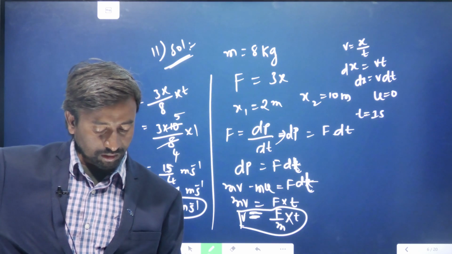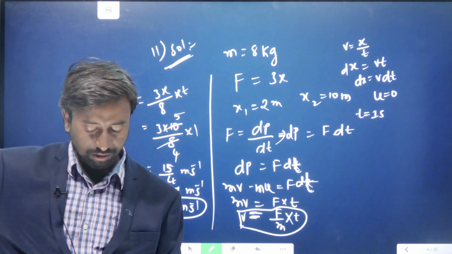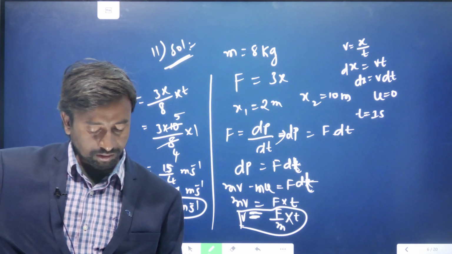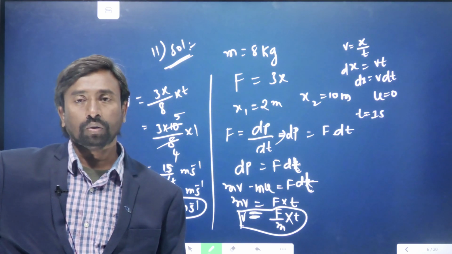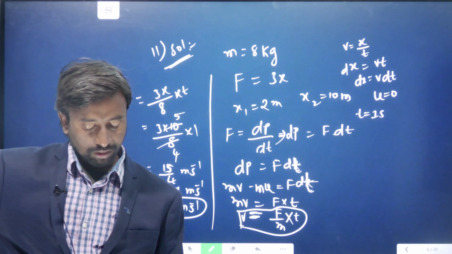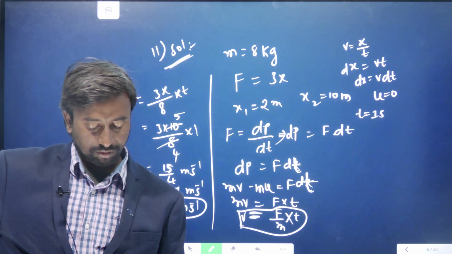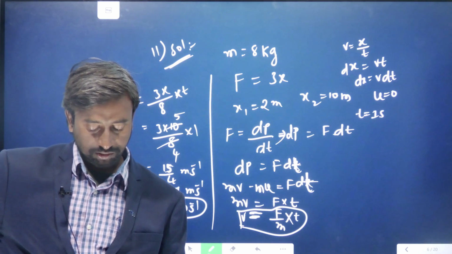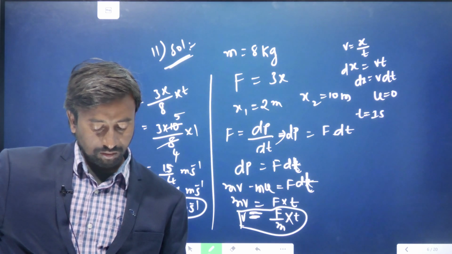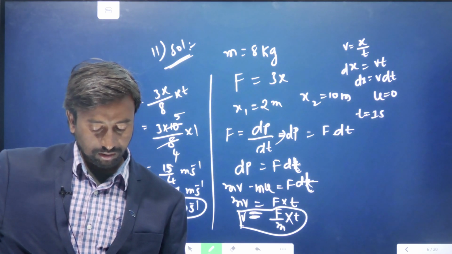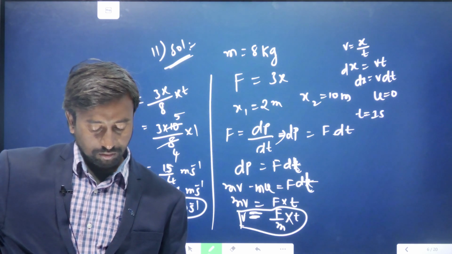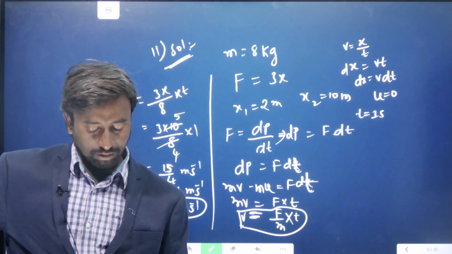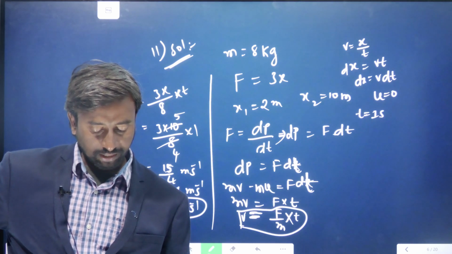So 12th one: a constant force F is applied on a stationary particle of mass m. The velocity attained by the particle in a certain displacement will be proportional to what? So here a constant force F is applied on a stationary particle of mass m.